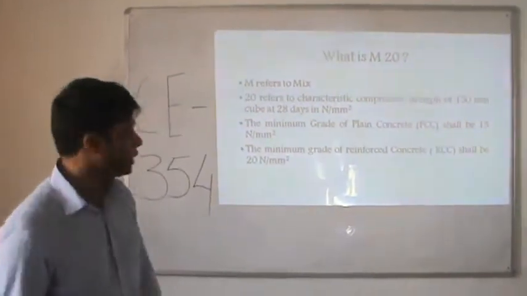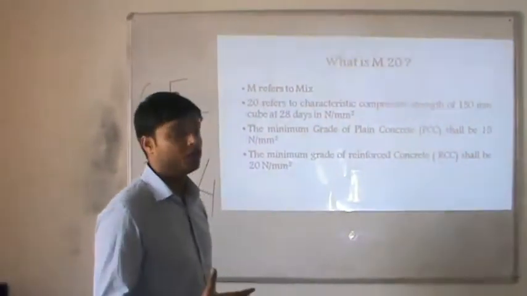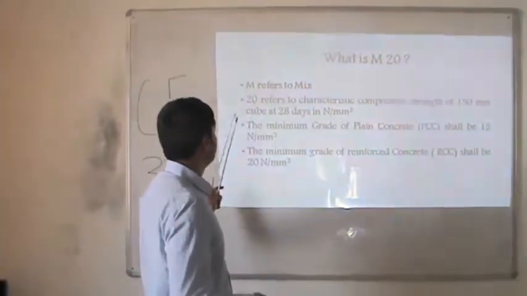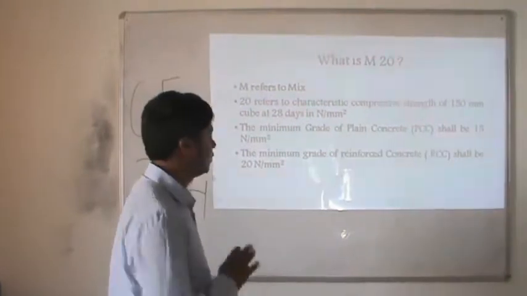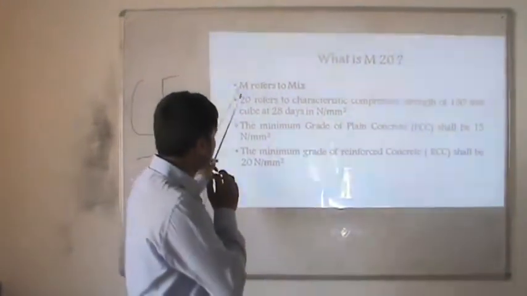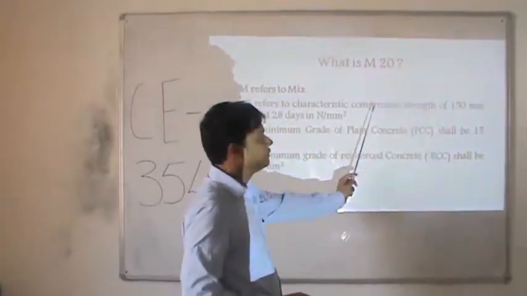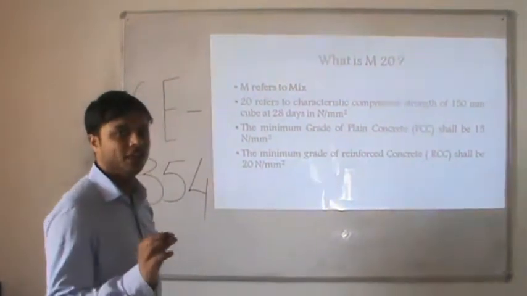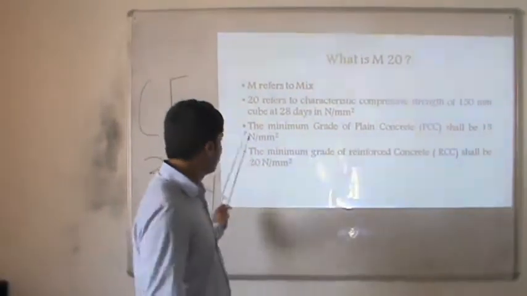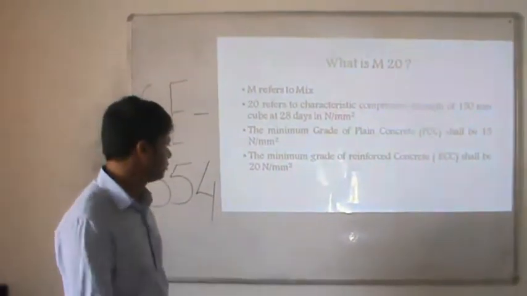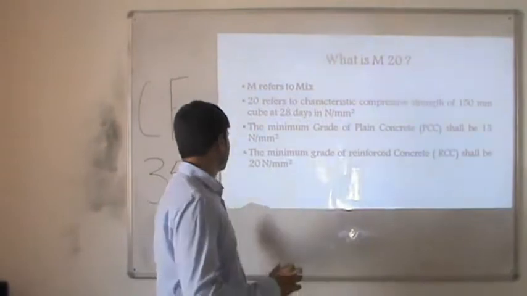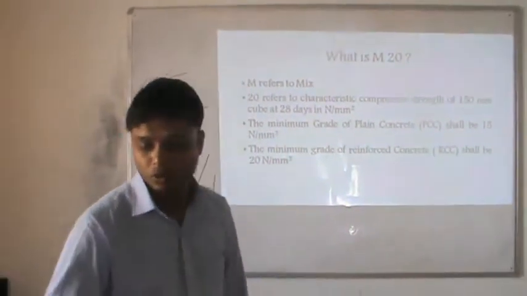Now what is M20? M refers to the mix, the concrete mix. 20 refers to the characteristic compressive strength of a 150 mm cube at 28 days in Newton per mm square. We must be very precise when we say that 20 is the characteristic compressive strength of a 150 mm cube at 28 days in Newton per mm square. Now, the minimum grade of plain cement concrete shall be M15 as per IS 456, and the minimum grade of reinforced concrete shall be M20. So we have to take it.